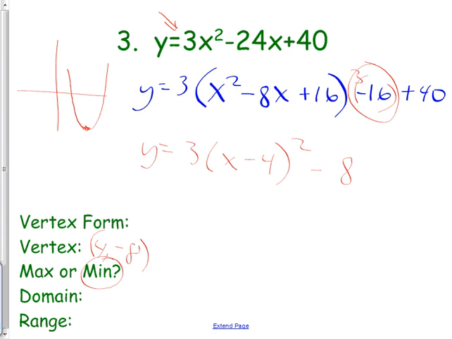And now the domain of it, always negative infinity to positive infinity. And the last question is the range, how low to how high, the lowest number first. And how low does it go? Negative 8. Negative 8 to positive infinity, bracket on the negative 8.